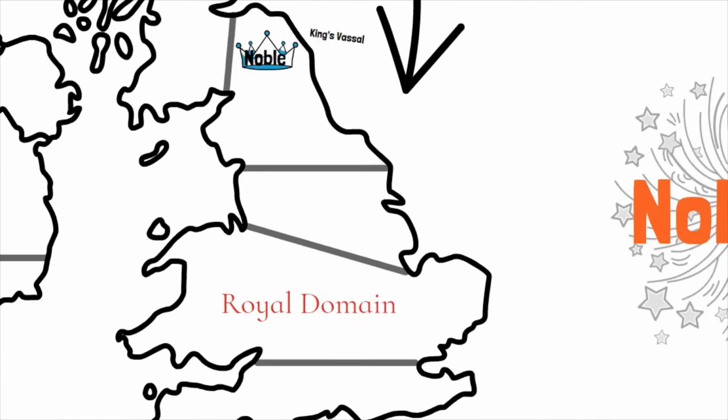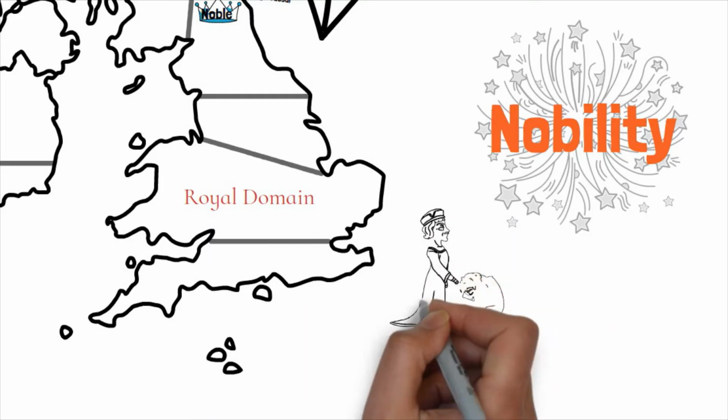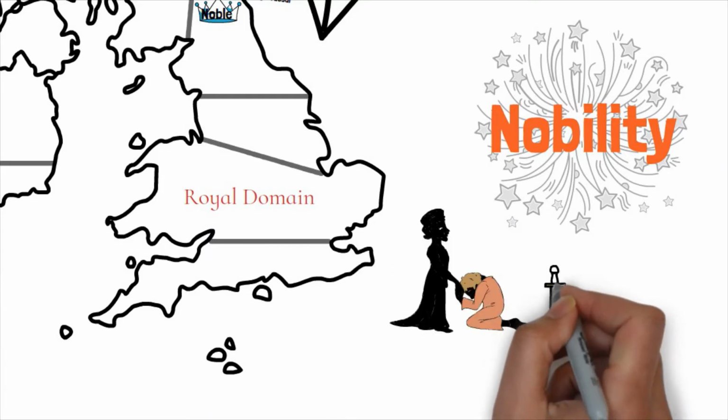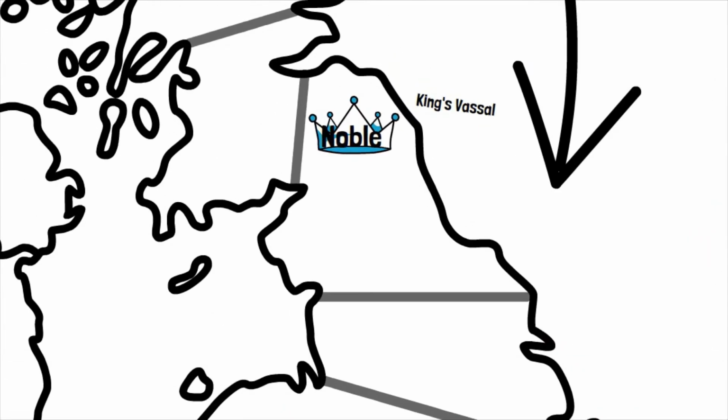In return for being granted their land, the nobles would swear allegiance to the king and agree to provide the king with military service. Fiefs were hereditary, which means the eldest son of one of the king's barons would inherit the title and its fiefdom.